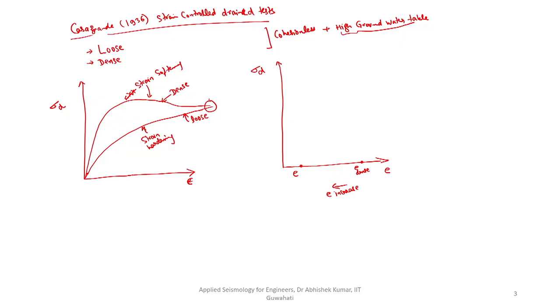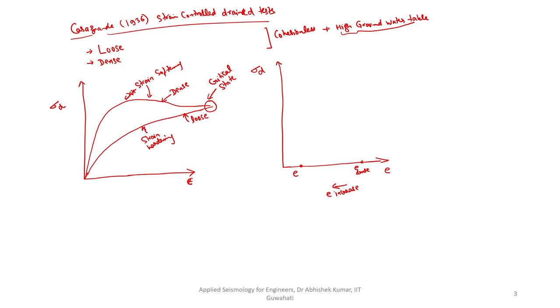When both the samples are subjected to loading conditions, up to the same value of deviatoric stress, both the samples are reaching more or less the same state. This state is called the critical state. That means, independent of whether the soil is loose or dense, both the samples correspond to the critical state.